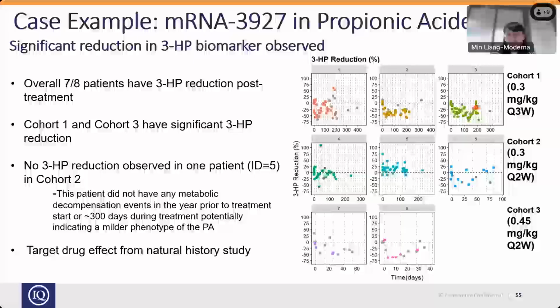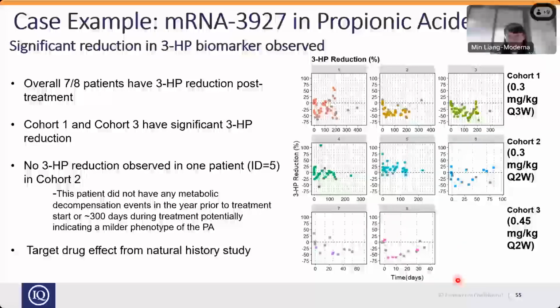So cohort 1 and cohort 3 have a significant 3HP reduction post-treatment, while subject number 5 in the second cohort has not responded to the treatment, but this subject might have a mild phenotype since there has not been any metabolic decompensation event observed 1 year prior to the treatment, and also no MDE 1 year post-treatment.